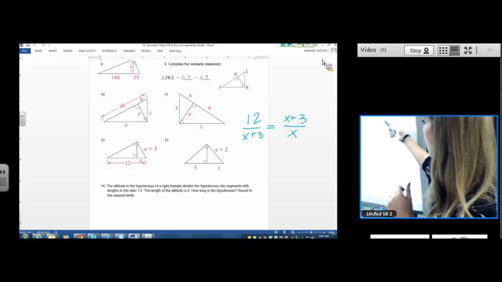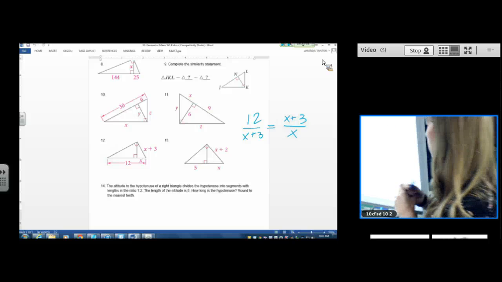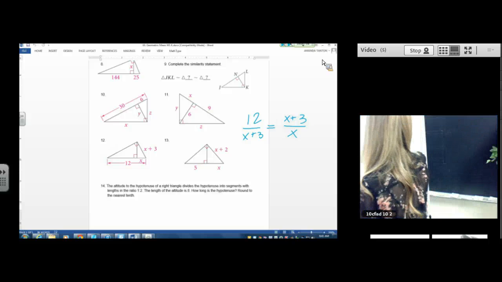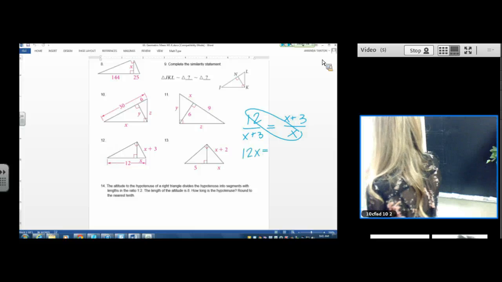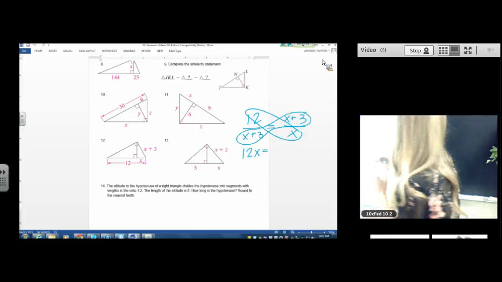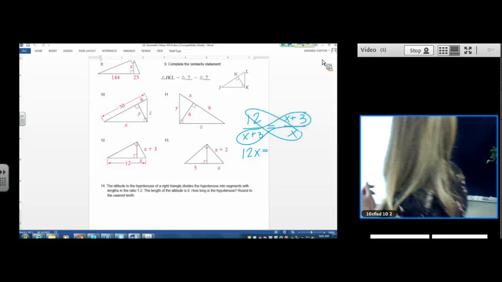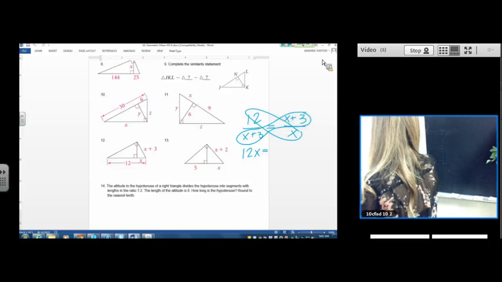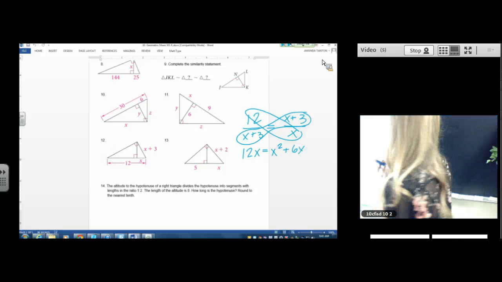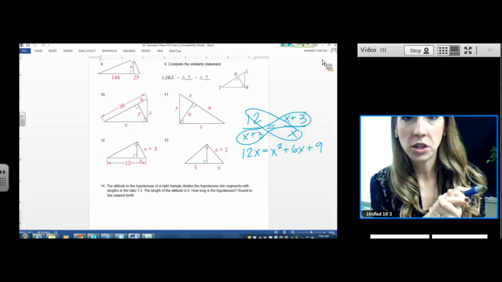Hypotenuse over leg equals leg over adjacent segment. Now we're going to cross multiply. 12x equals, I'm going to go ahead and FOIL that right away. I'm not going to show my middle step. X squared plus 6x plus 9. Be careful. Make sure you have that middle term.